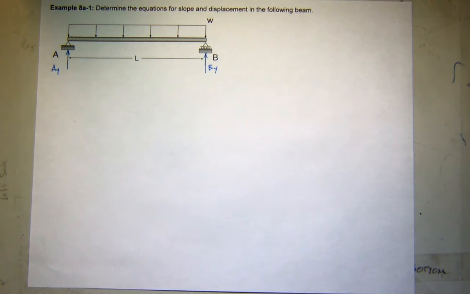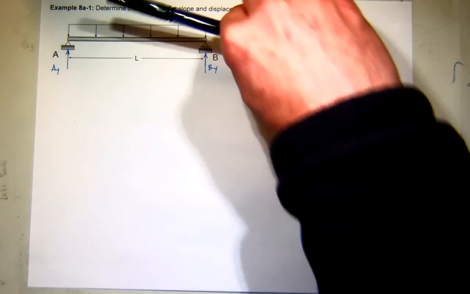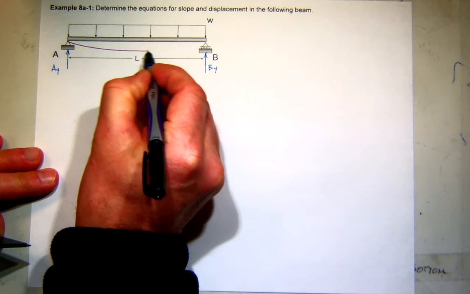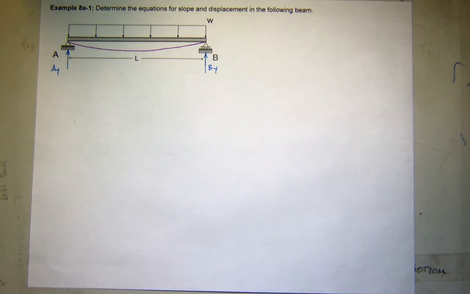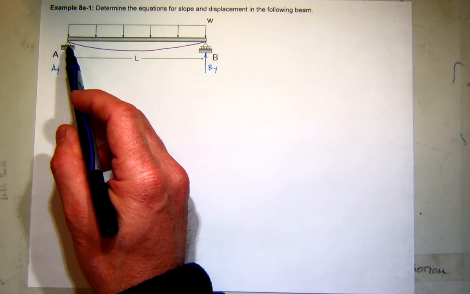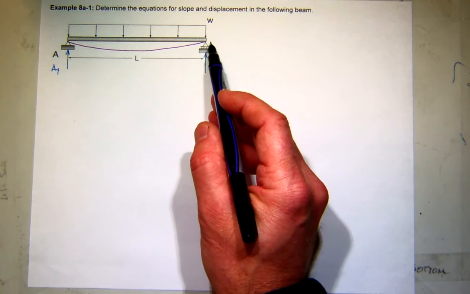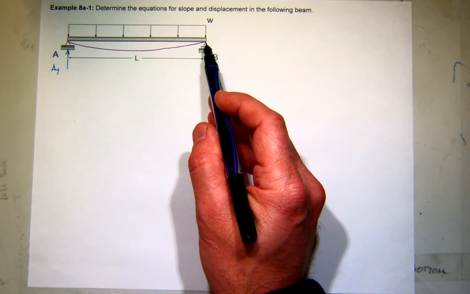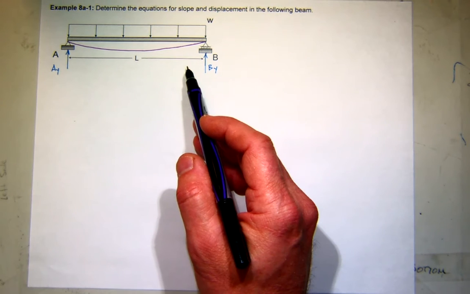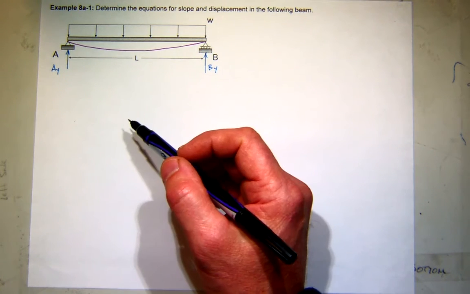How do you think this structure is going to displace? What's going to happen at the pin and the roller? They're free to rotate, right? So more than likely, you're going to get a displacement that looks something like that. And what's true at A? Is the slope 0 at A? No. Is the displacement 0 at A? Yes. And over here at B, is the slope necessarily 0? No. But the displacement is. So we're not going to have any condition on rotation, but we have 2 on displacement.